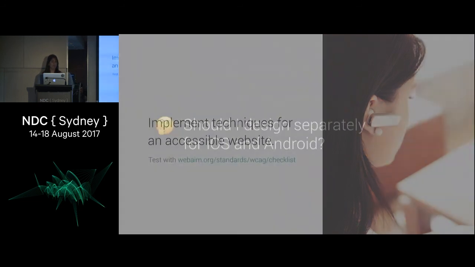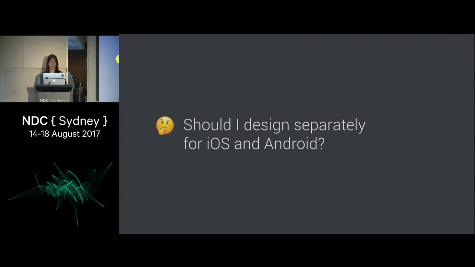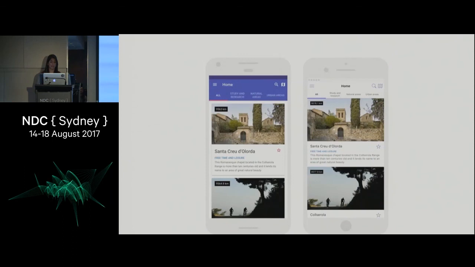So I'm going to end this talk with just a question. Should I design separately for iOS and Android? Usually, what makes sense is that you design just one that works anywhere. But actually, some progressive web apps are doing both. For example, the Barcelona City app, they design for iOS and for Android as a progressive web app. So it really depends on what you need, what your users need.